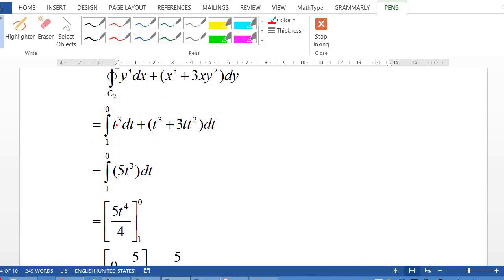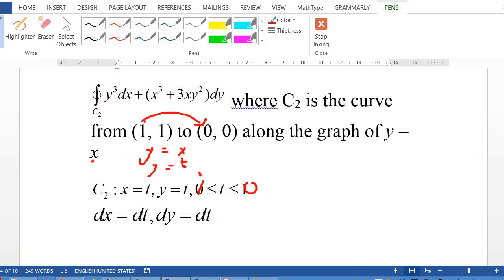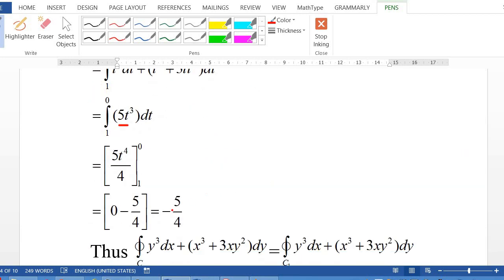So simplify the total: 1t cubed, 2t cubed, and then 3t cubed. The total is 5t cubed. Integrate with respect to t, from 1 to 0, because x moves from 1 to 0, and this is x equal to t, so t also moves from 1 to 0. Evaluate, and you get negative 5 over 4.